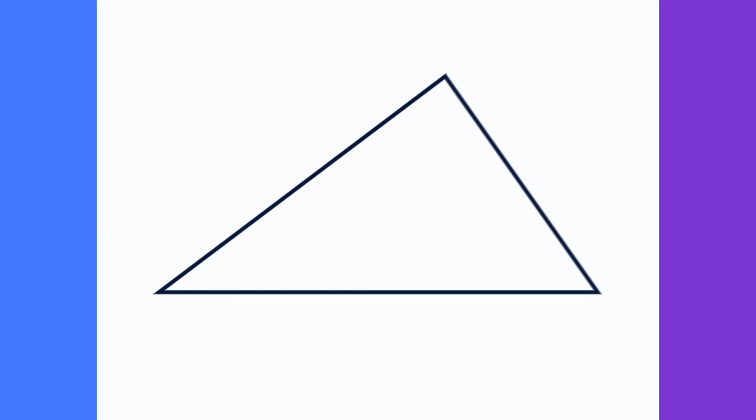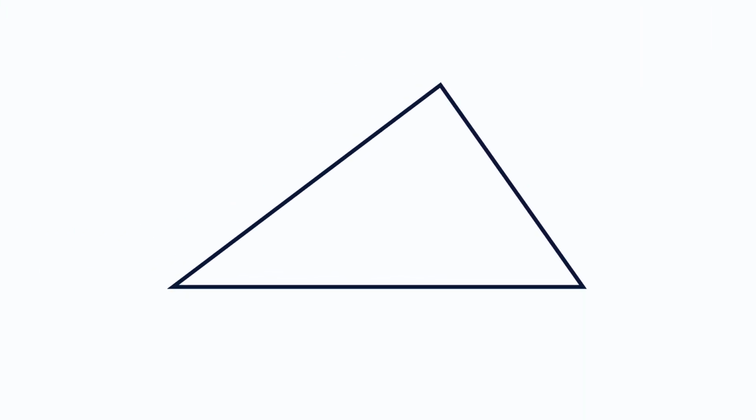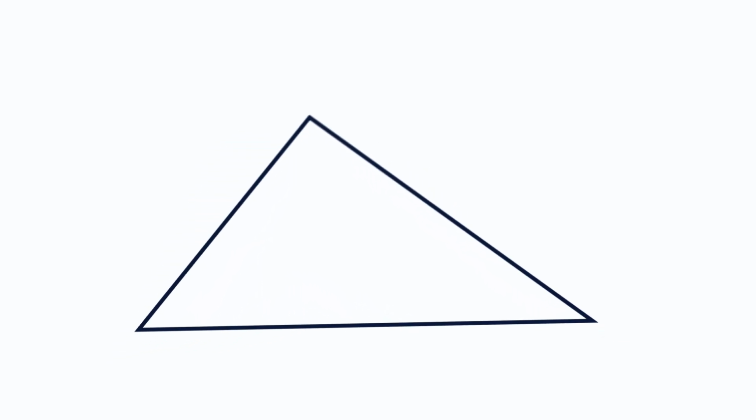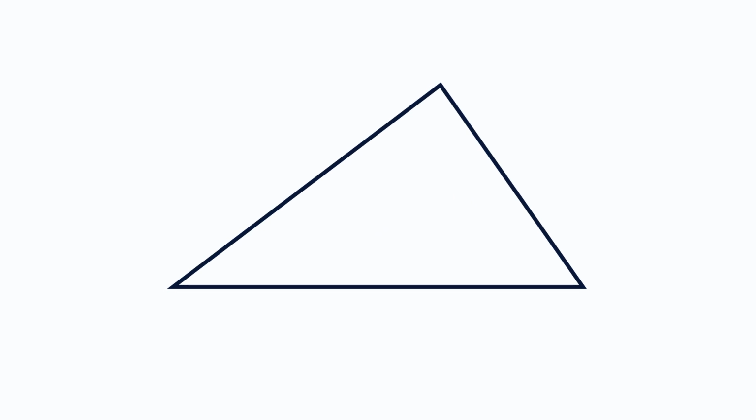Let's take a closer look at this triangle. It can be formed into any type of triangle by changing its angles and the lengths of its edges. If you can find the area of this triangle, you will know the area for all triangles. This is the base, and this is the height.